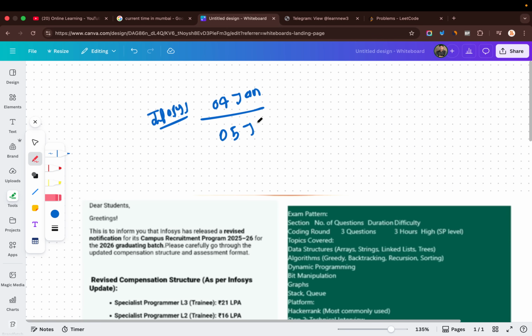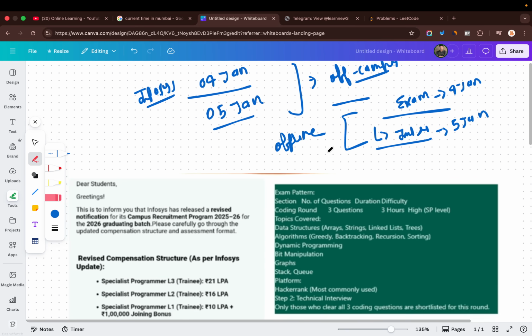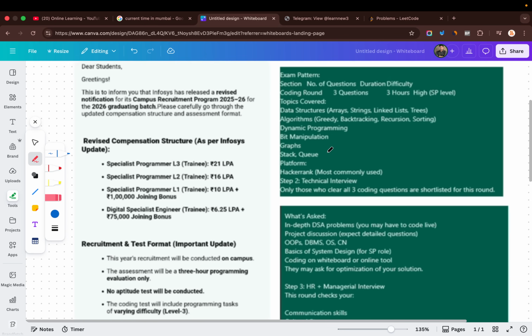If I am talking about the on-campus hiring process, or the previous hiring process, that is a special, college-based off-campus hiring, they conduct the examination. After that, one day later the interview is there. Suppose your examination is on 4th Jan, so your interview is most probably on 5th Jan, and this examination is offline at the center that is mentioned by the Infosys team. We have to understand this thing.